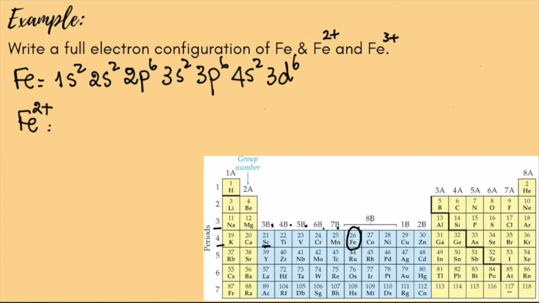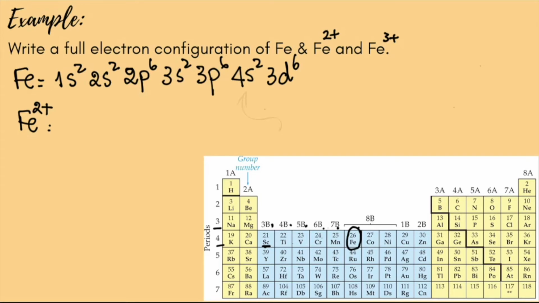We're going to remove 2 electrons, but from where? Like I said, we have to remove electrons from the highest energy level first. In this case, for a transition metal, we have to remove them from the 4s first.